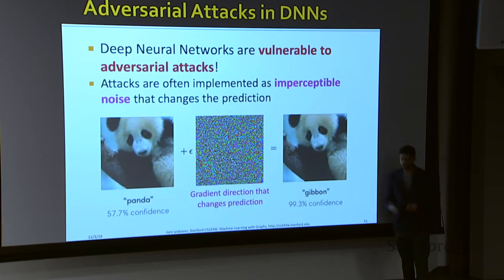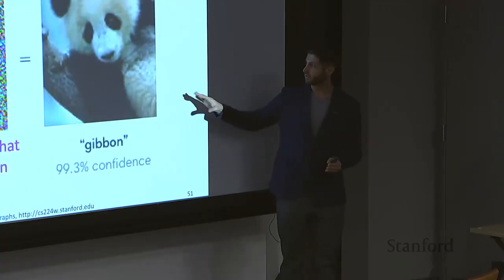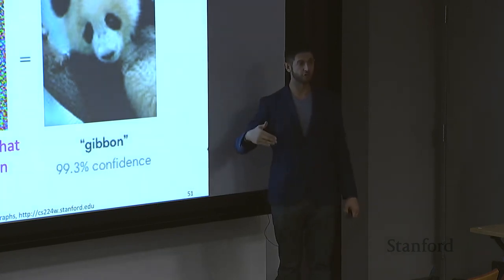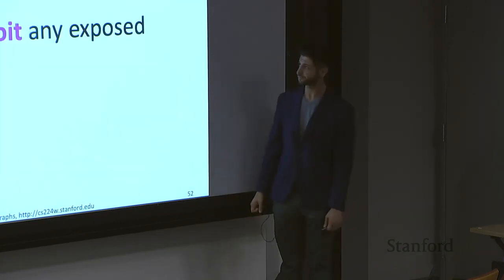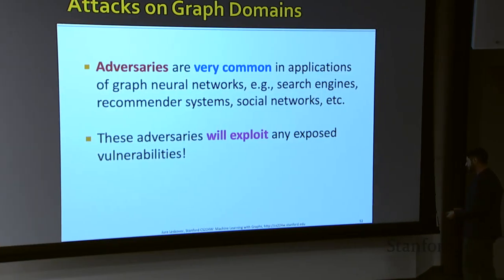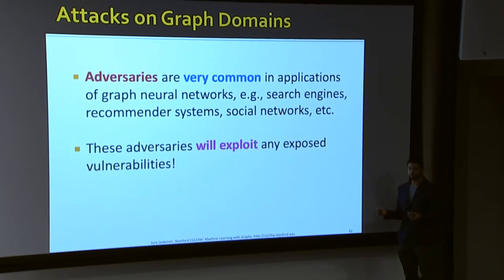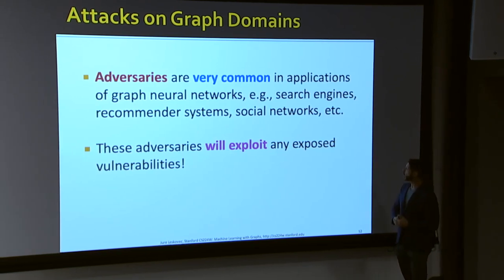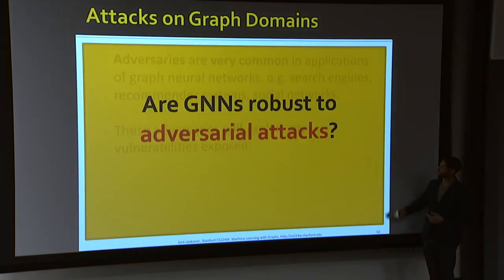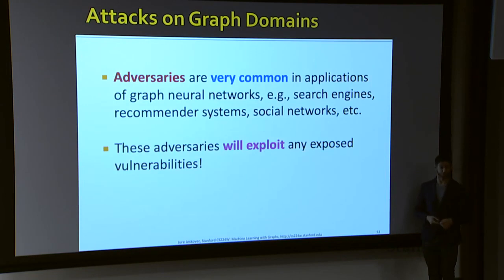So what I'm going to be showing you today is that these attacks do not only apply to the domain of vision, but unfortunately they can also be applied to graphs. And adversarial attacks are very common in applications of graph neural networks, because graphs are used in domains where there is a lot of money and revenue involved, okay? So for instance, search engines, recommender systems, social networks, and so forth.